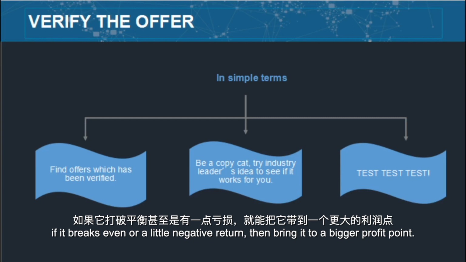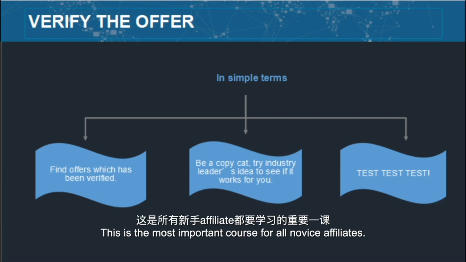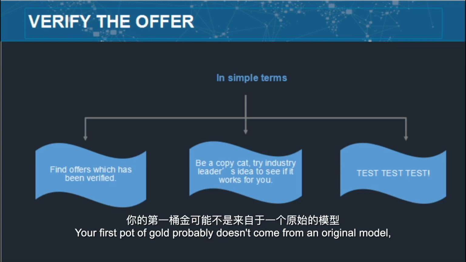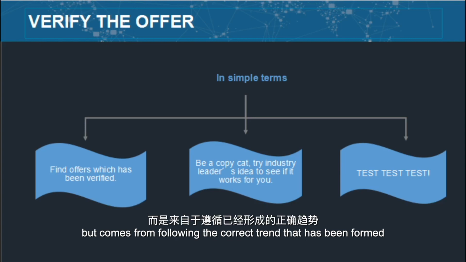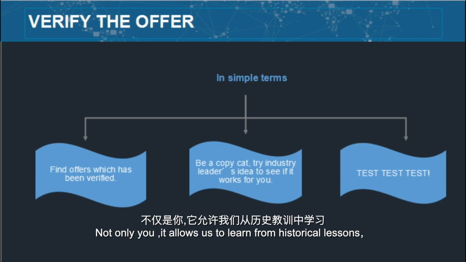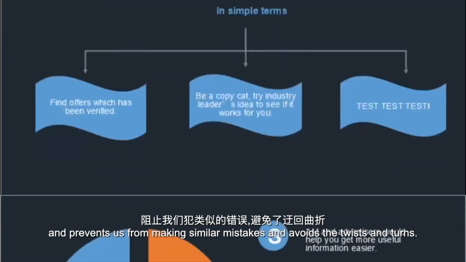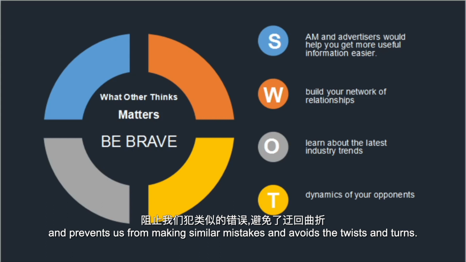If it breaks even or has a little negative return, you have to optimize it. Then bring it to a bigger profit point. This is the most important course for all Navi affiliates. Your first pot of gold probably doesn't come from an original model, but comes from following the correct trend that has been formed. It allows us to learn from historical lessons and prevents us from making similar mistakes and avoids the twists and turns.